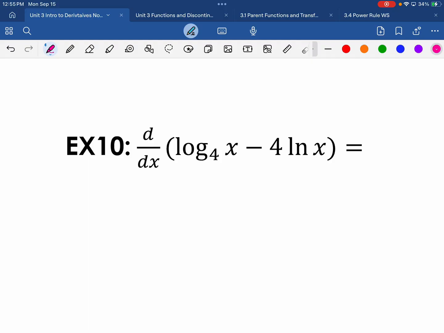Logs. So what is inside this log here? x. And because this is not an ln log, this is a different kind of log, we have to account for the base not being e by multiplying by ln of 4 on the bottom. Why ln of 4, not ln of 2? Because the base here is a 4. Whatever this base is. Now what is the derivative of x? 1.